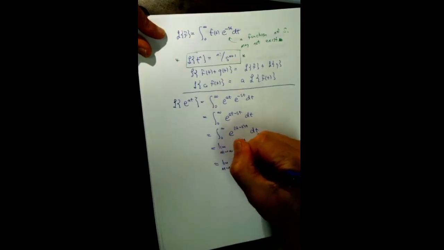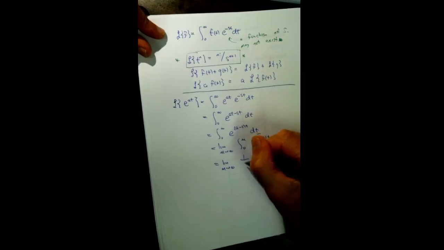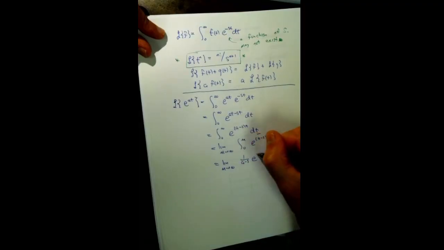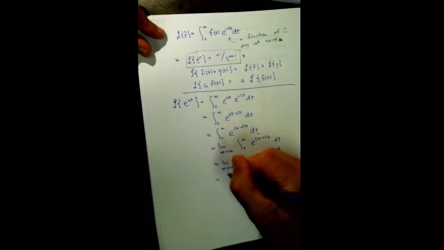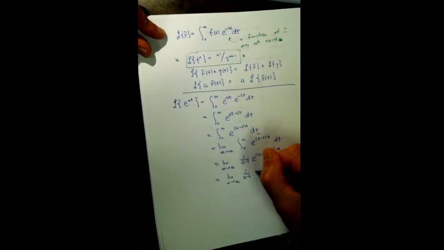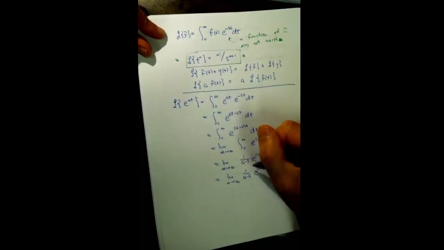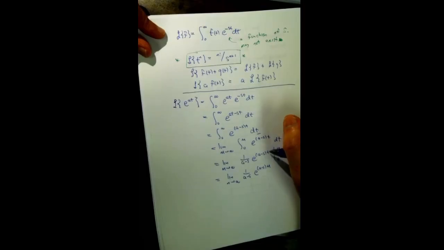So the limit as m gets big, I'm going to have what? 1 over a minus s e to the a minus s t from 0 to m. I can plug in these bounds. So I got 1 over a minus s times e to the a minus s times m minus 1 over a minus s times e to the a minus s times 0.